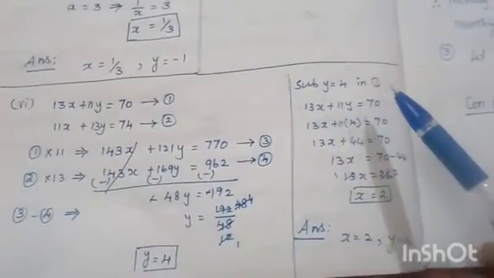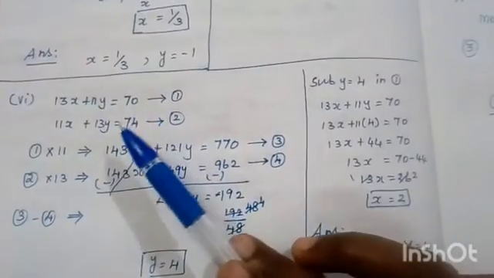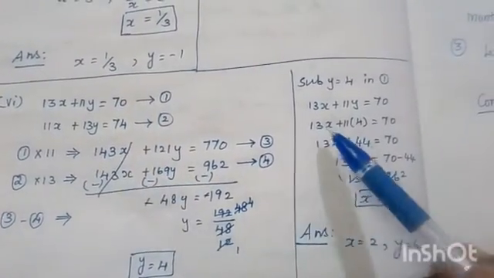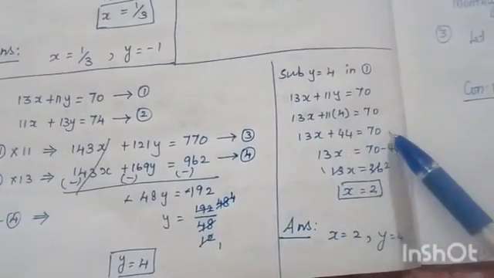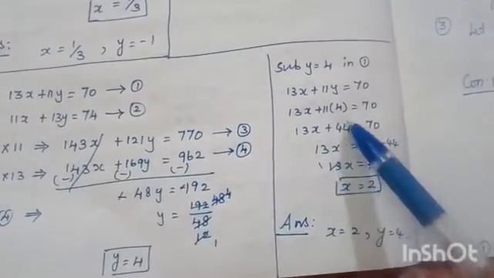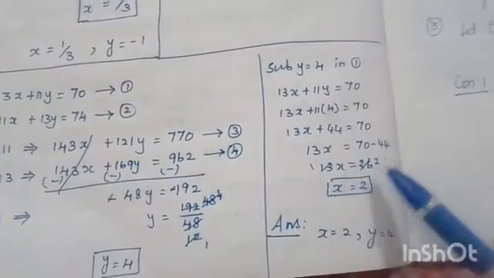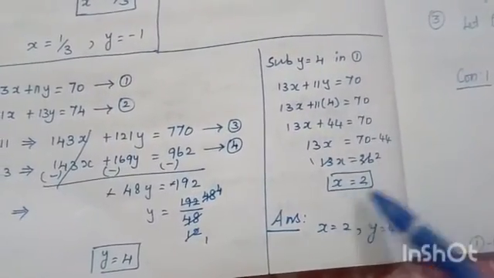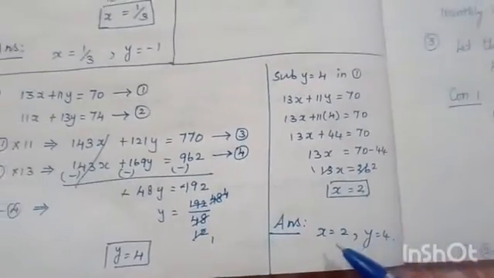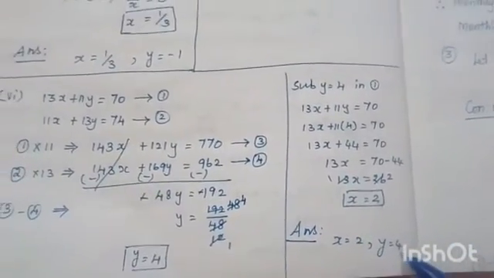Now substitute y equal to 4 in equation number 1. So 13x plus 11 into 4 equal to 70. 13x plus 44 equal to 70. 13x equal to 70 minus 44. So that is 26. 2 13s are 26. So x is equal to 2. X equal to 2 and y equal to 4.